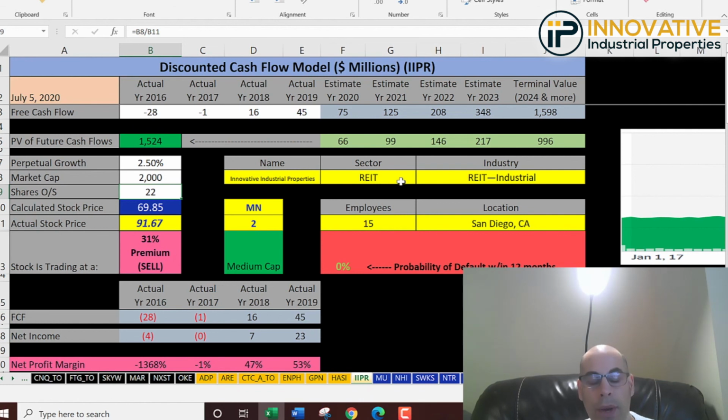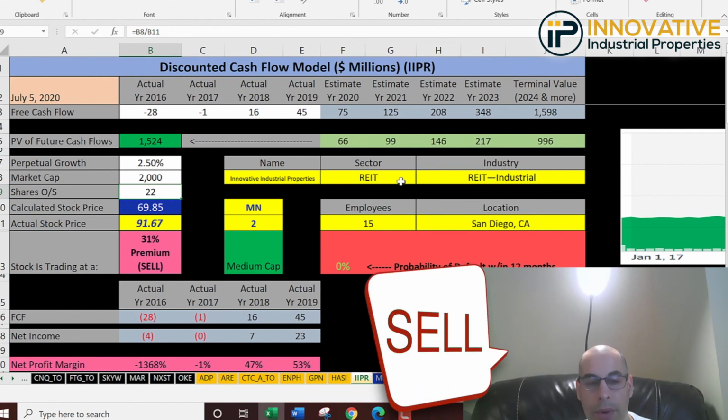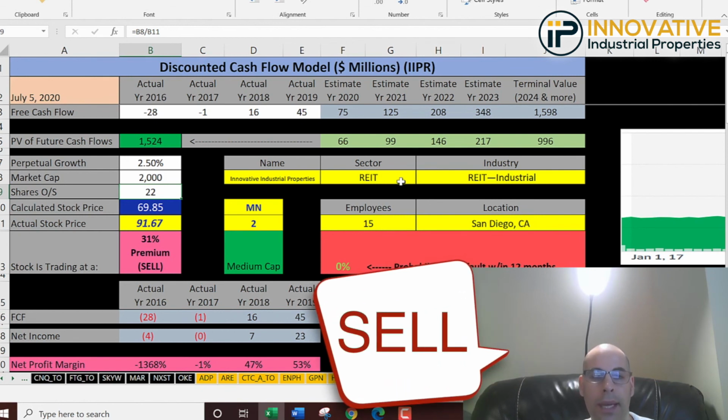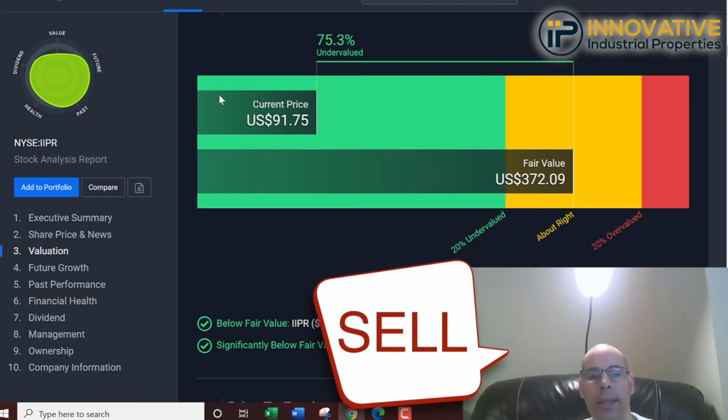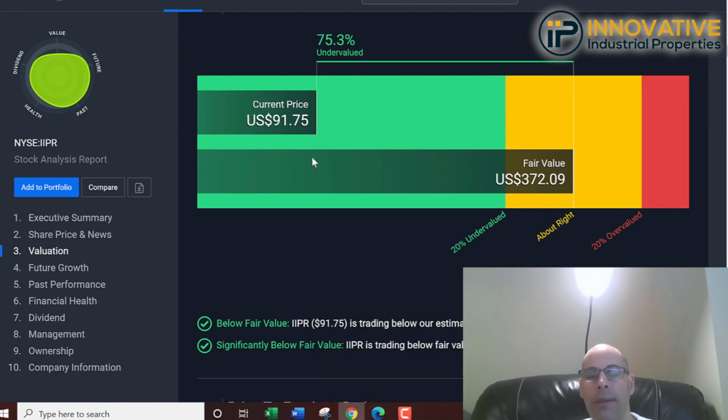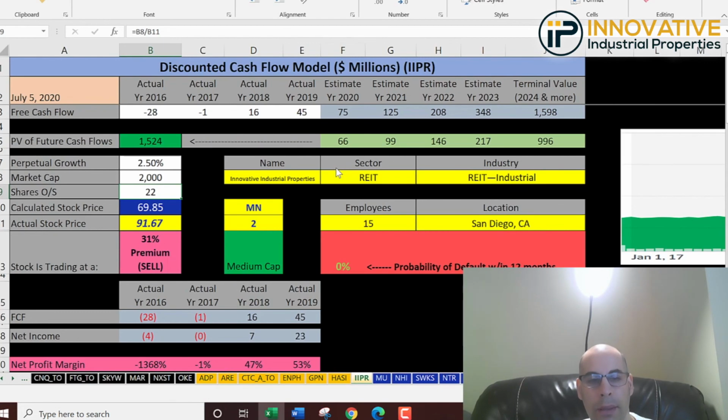But they're actually trading at $92, so they're trading at a 31% premium. So it's a sell according to my model. Let's see what Simply Wall Street values the company at. They value them at $372. Much different than what I'm valuing them at.